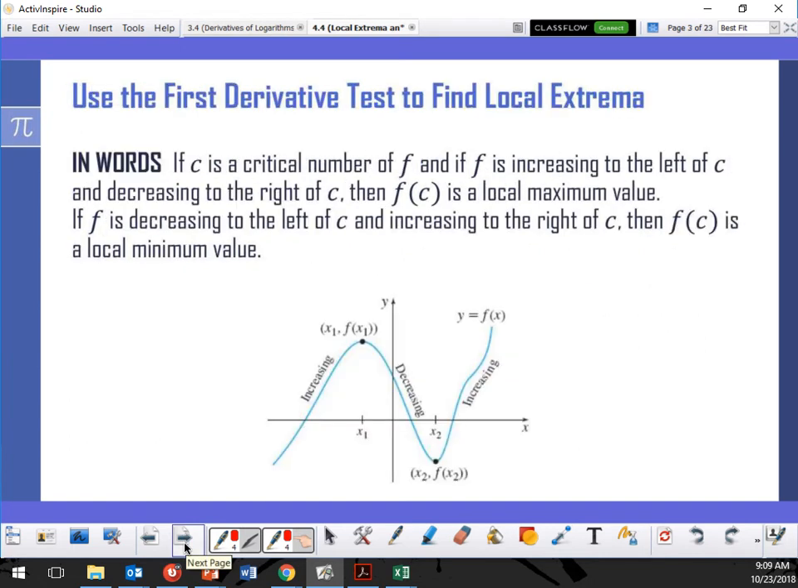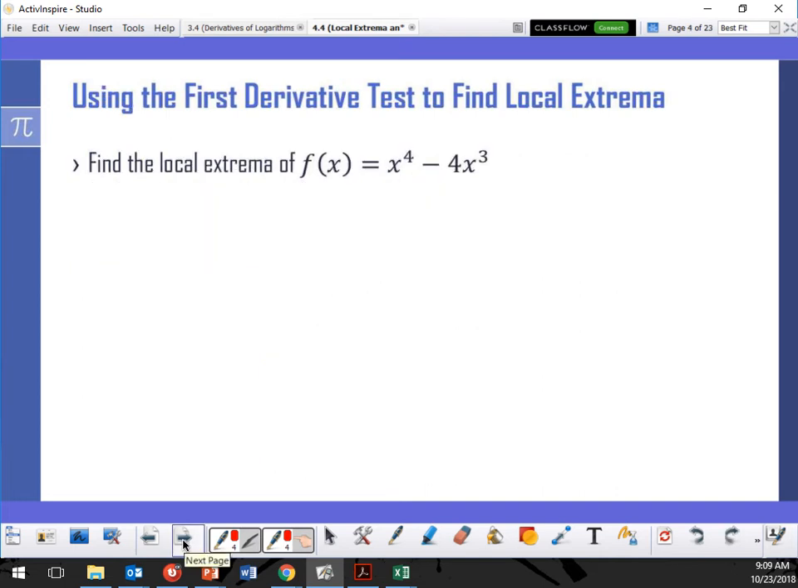Okay, so let's take a look right here. Critical numbers: we have increasing here, decreasing to here, and increasing again. So positive slope, negative slope, and a positive slope again. In between a positive and negative, you have a max. In between a negative and a positive, you have a min. All right, find the local extrema right here.